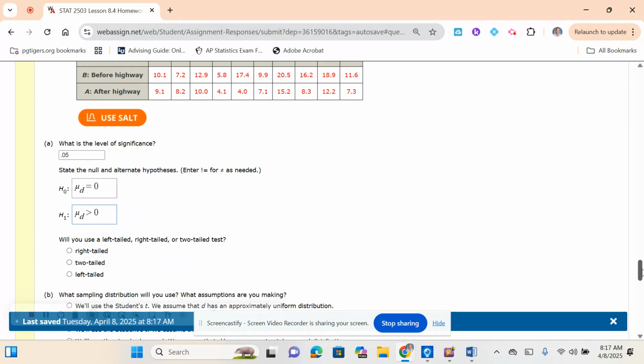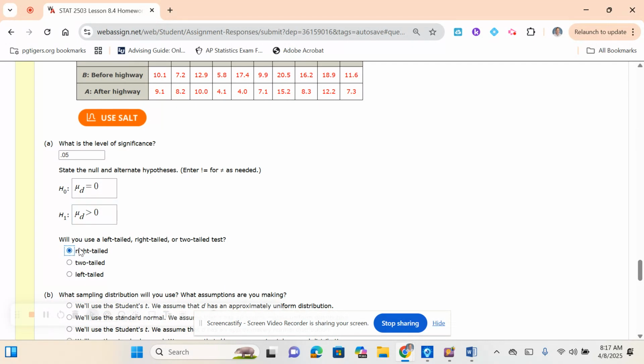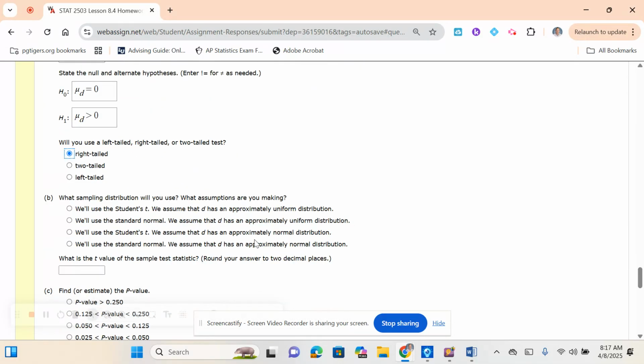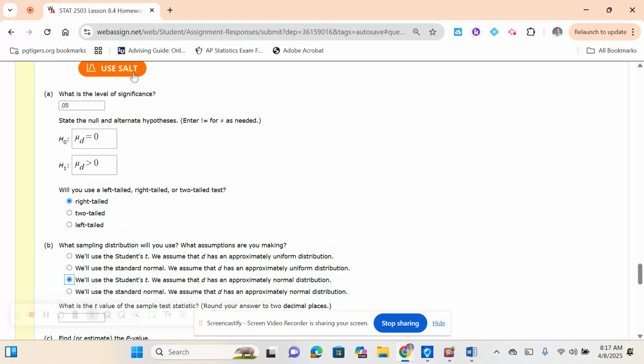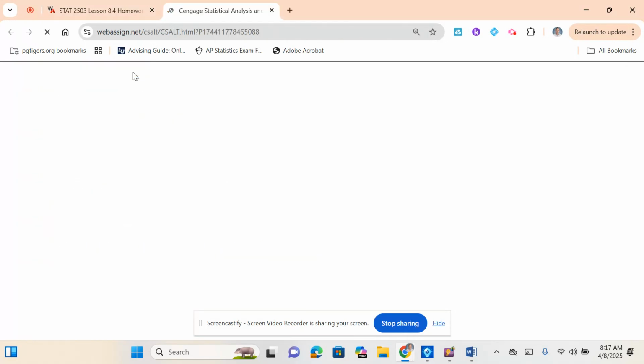Which test will I use? Left tail, right tail, or two-tailed? It's greater than. Greater than is right-tailed. What sampling distribution will we use? We're going to use the student's t because it's approximately normal. And then we're going to need SALT. Okay, so I'll click use SALT.